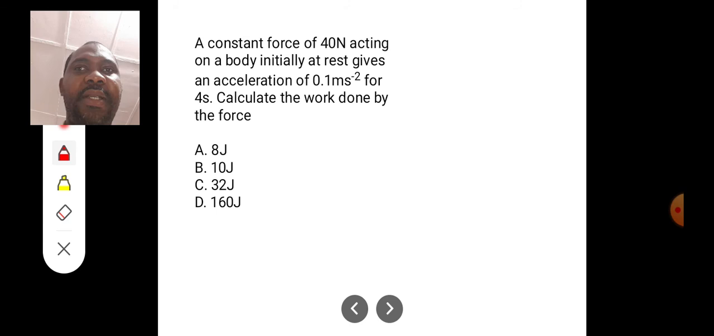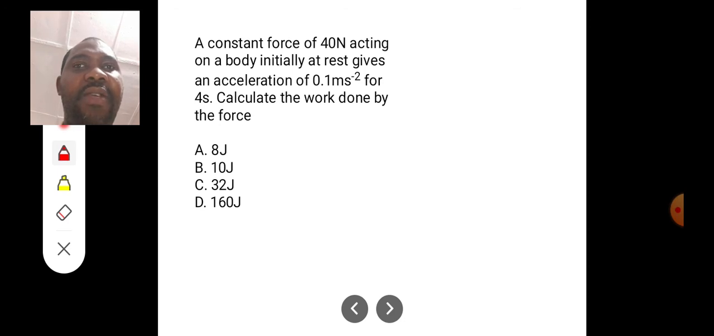Now this says a constant force of 40 newtons acting on a body initially at rest gives an acceleration of 0.1 meter per second square for 4 seconds. Okay, calculate the work done by the force. Here we are given acceleration, and work, the formula still remains the same, Fs cos theta, but the problem here is we are given acceleration, we are given time.